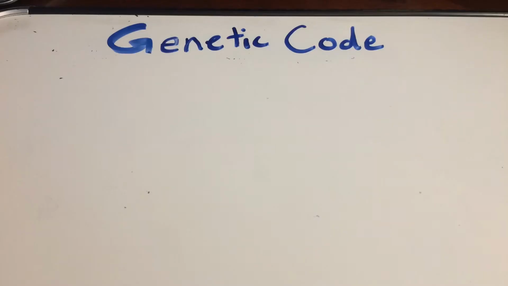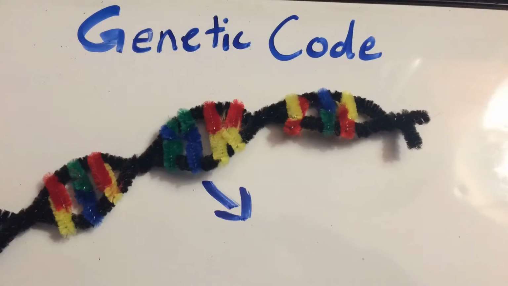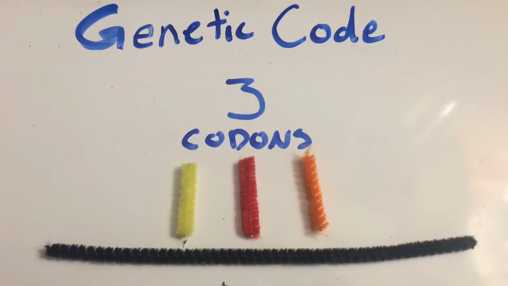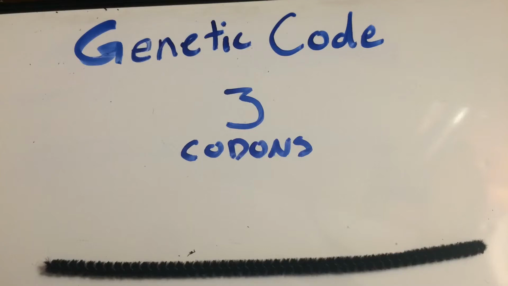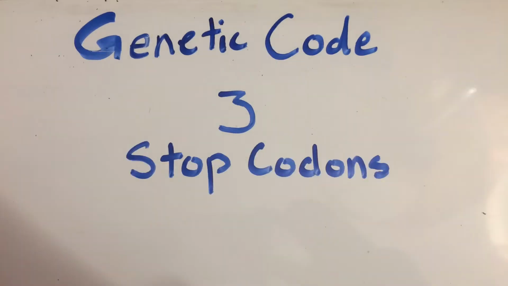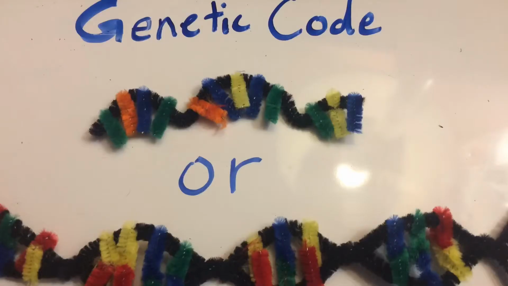Genetic code and how to decipher it. Genetic code allows DNA and RNA to be decoded into proteins. It's decoded in groups of 3 called codons, and each specifies an amino acid. Protein creation starts with a start codon and ends with a stop codon. After the 3rd stop codon, the protein is made. The reading direction depends on the ends of the DNA or RNA, which are the 5' end and the 3' end.